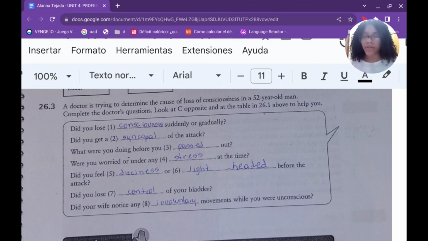26.3. A doctor is trying to determine the cause of loss of consciousness in a 52-year-old man. Complete the doctor's questions. Look at C opposite and the table in 26.1 above to help you. Did you lose consciousness suddenly or gradually? Did you get a syncopal attack? What were you doing before you passed out? Were you worried or under any stress at the time? Did you feel dizziness or lightheadedness before the attack? Did you lose control of your bladder? Did your wife notice any involuntary movements while you were unconscious?